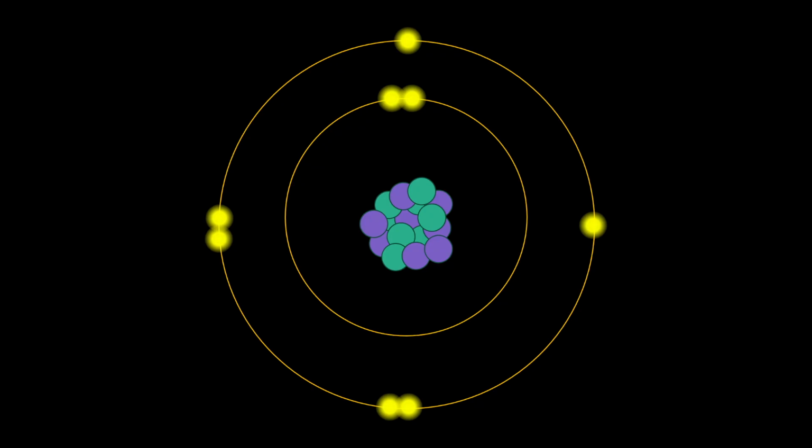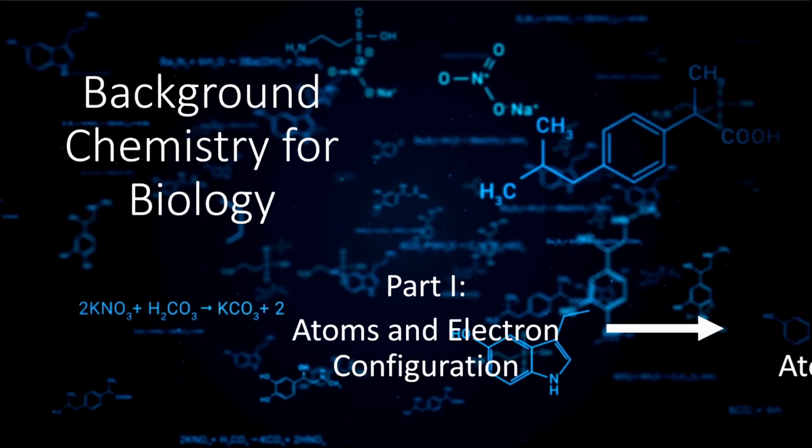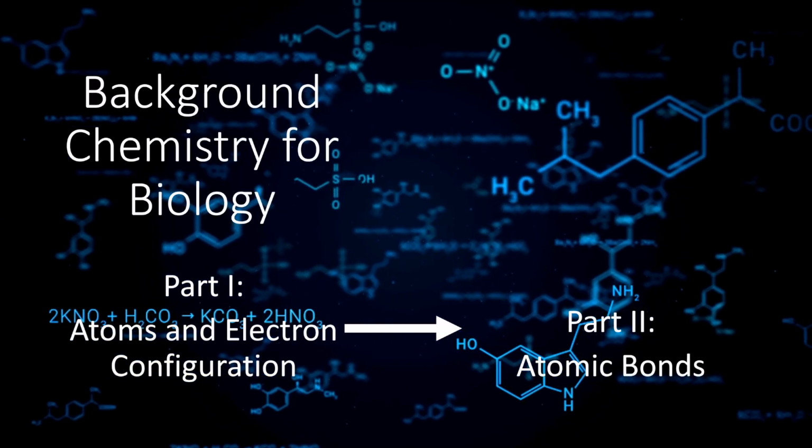To summarize, the number of protons defines the element. Neutrons create isotopes. Electrons fill shells from the inside out, and unpaired electrons in the outer shell help determine bonding. In the next video, we'll look at how atoms interact with one another.